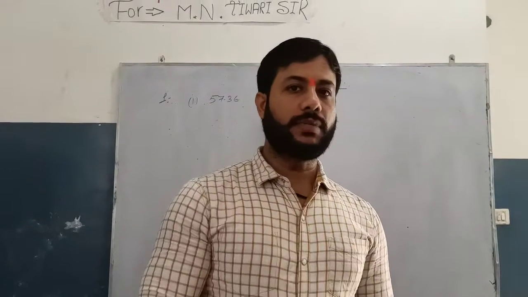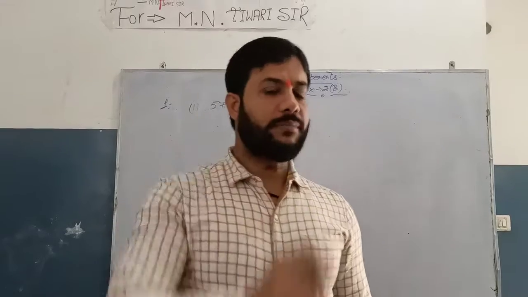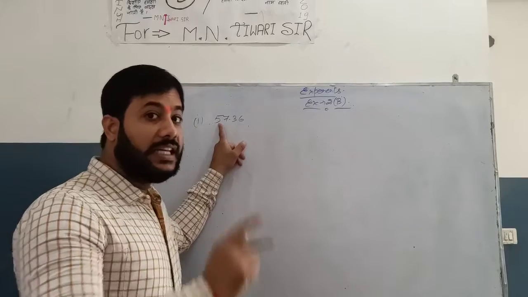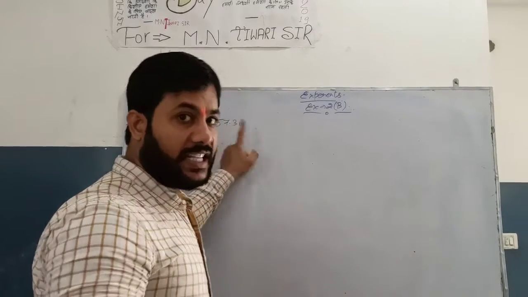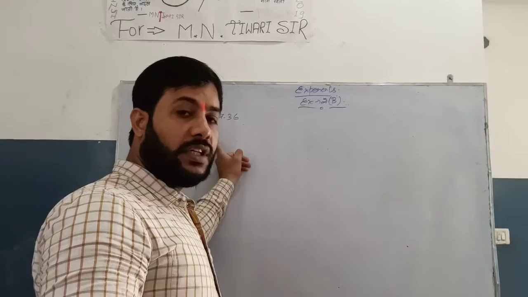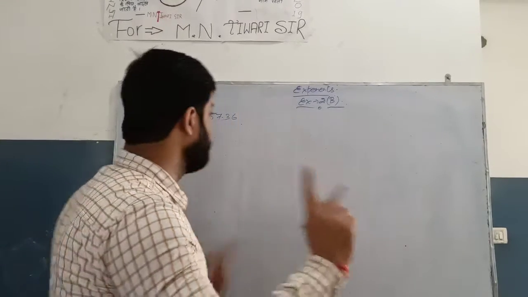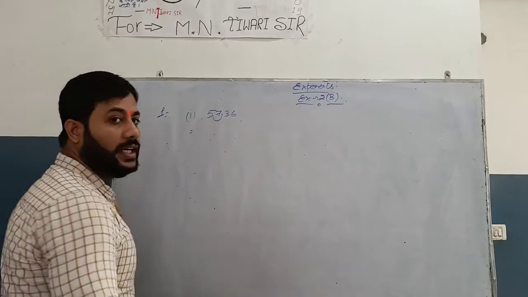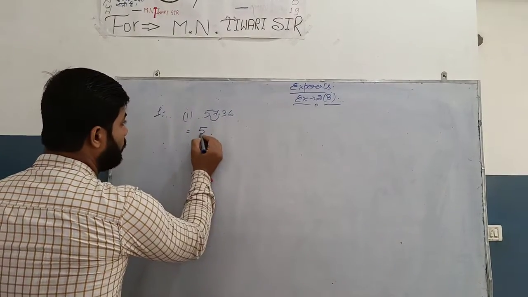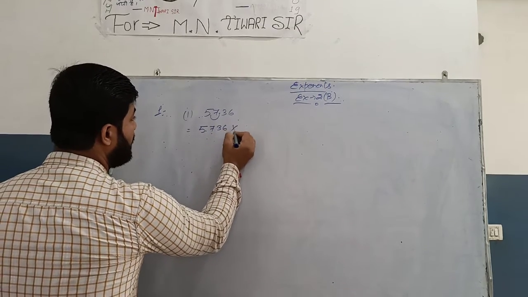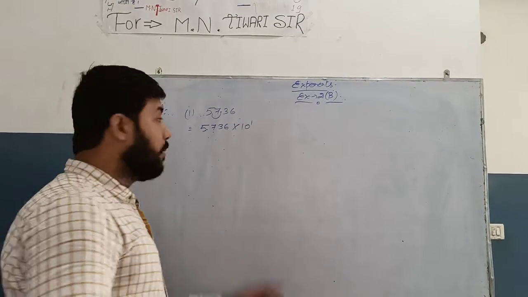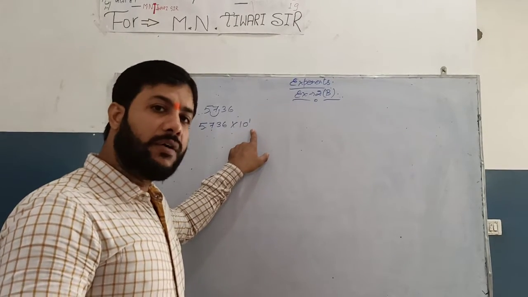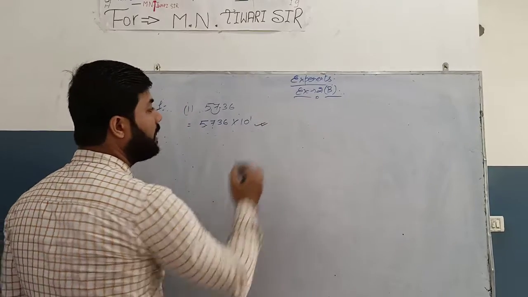While writing any number in standard form, we will keep in mind that the decimal must be extreme left side, leaving only one digit. So we have decimal here, and we have to place it from here to here. So that will be 5.736 into 10 to the power 1, because one 0 is removed from there, and that will give you 10 to the power 1. So this will be your answer in standard form.